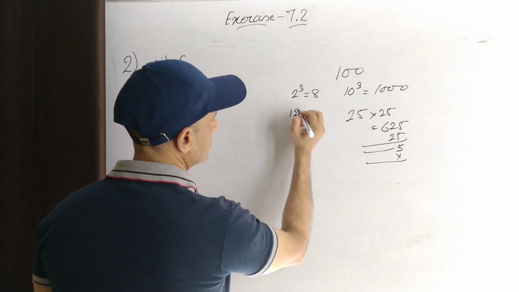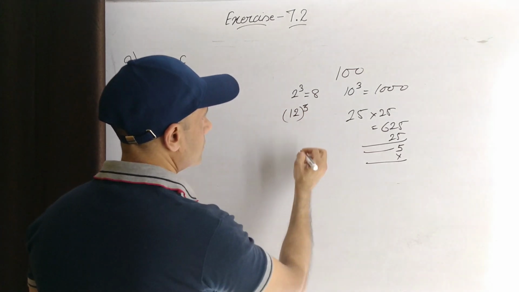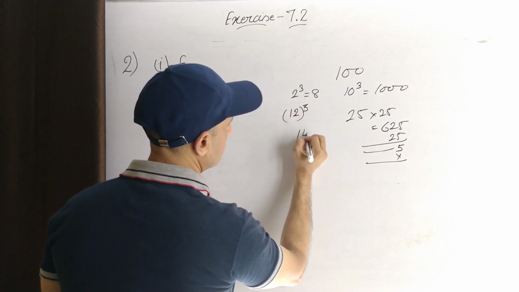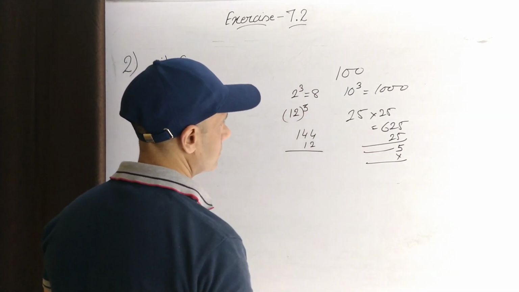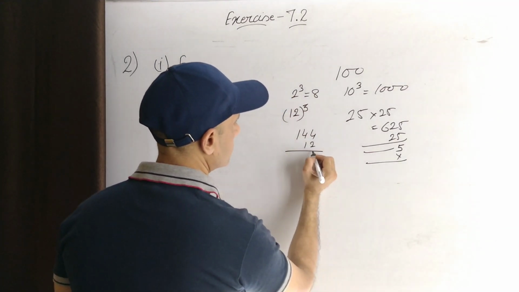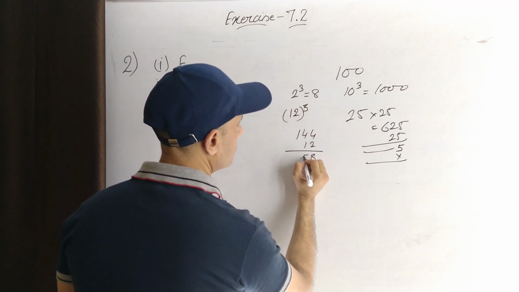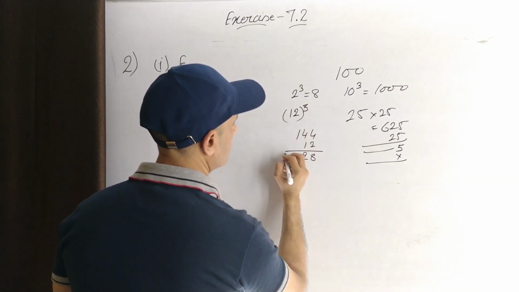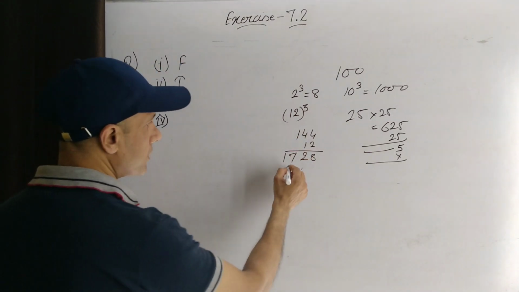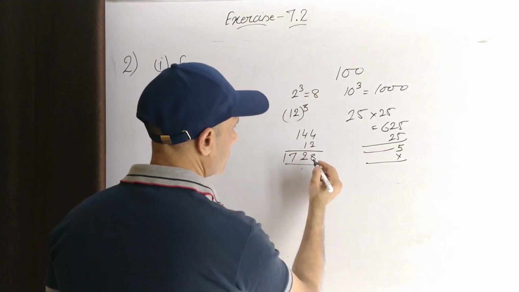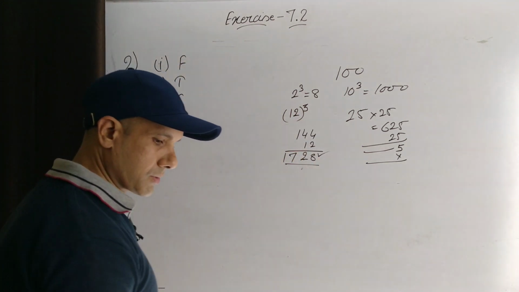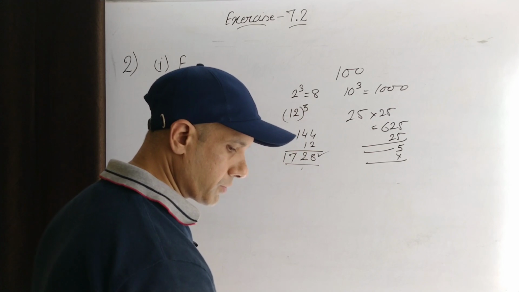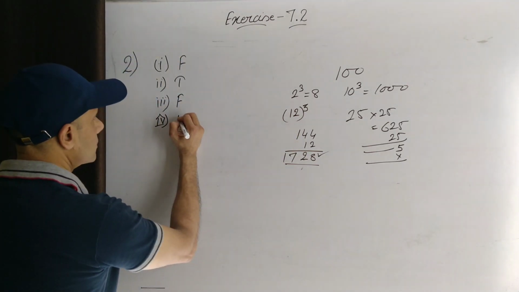So we take the cube of 12. 12 into 12, 144. If we multiply again with 12, we get 1728 as the answer. So this number ends with 8. So the statement that there is no perfect cube which ends with 8 is false.